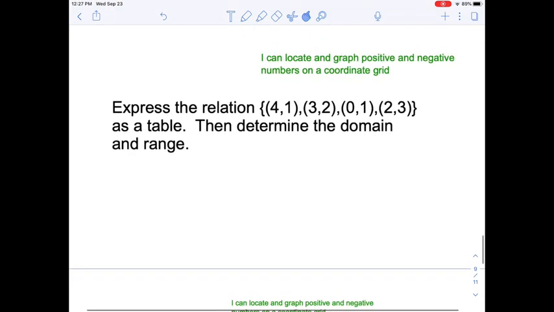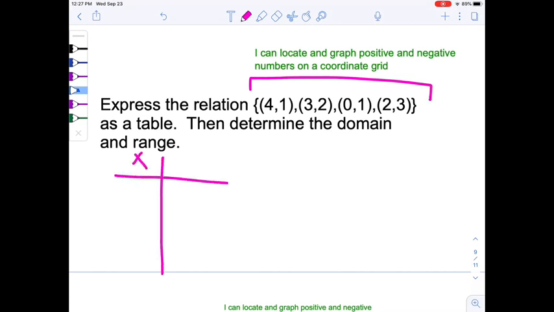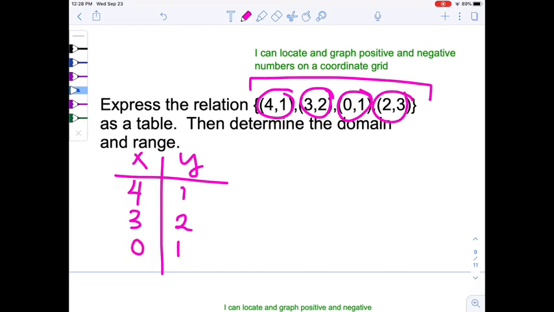Practicing with that, this next question says to express the relation as a table, then determine the domain and range. So I have my ordered pairs. I'm going to make a table for my x and y values, and all I'm doing is splitting up these ordered pairs into their x and y. So 4 and 1, well, 4 is my x value, 1 is my y value. 3, 2, 3 is my x value, 2 is my y value. 0, 1, 0 is my x value, 1 is my y. And 2, 3. 2 is my x value, 3 is my y value.